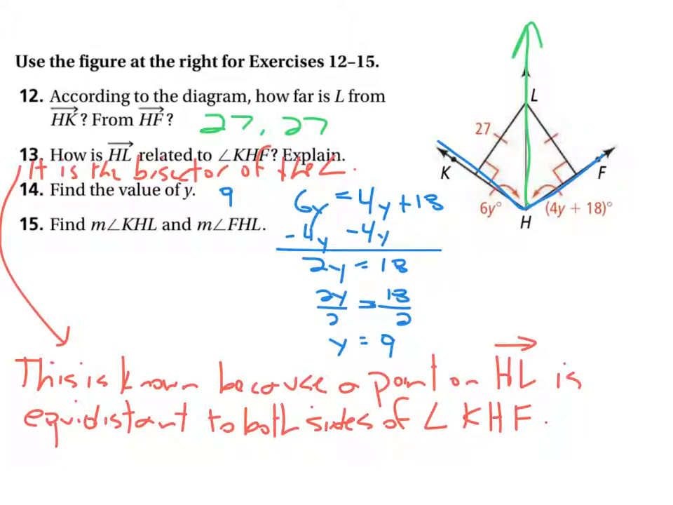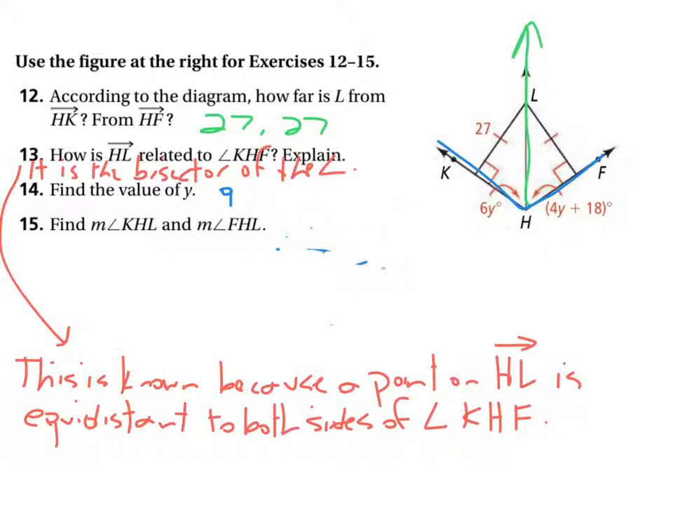Yep. I'm going to erase the calculations just to give a little bit of room for number 15, but that's how we would find it. We'd set those two angles equal to each other. We found the value of y, and now it says find the measure of, and just follow my little cursor as I trace it out. Find the measure of KHL, right there, and FHL. Well, we know those angles are the same because HL is bisecting this larger angle, so those are each the same.